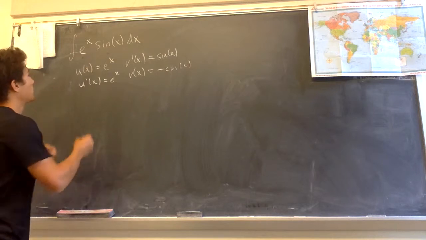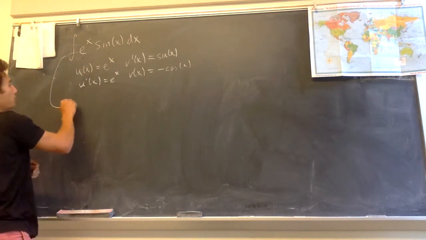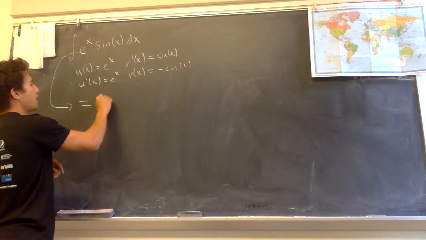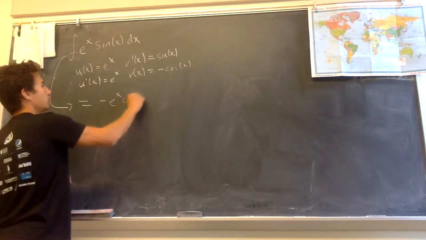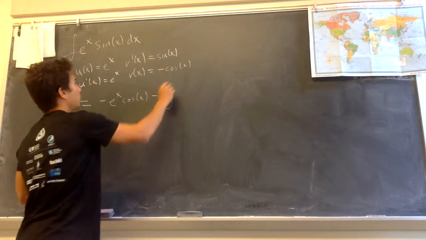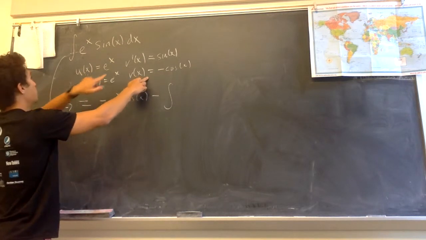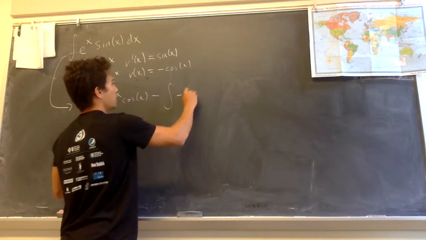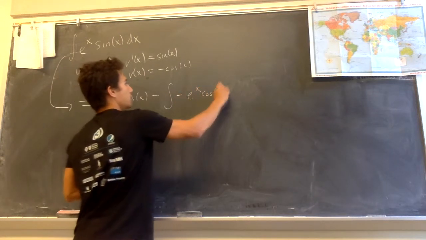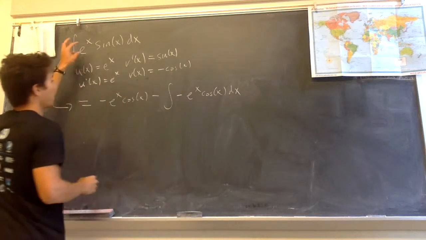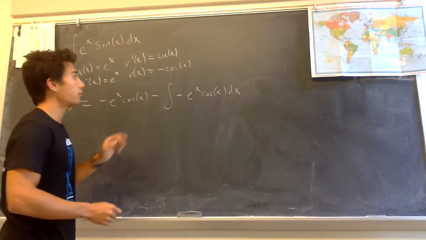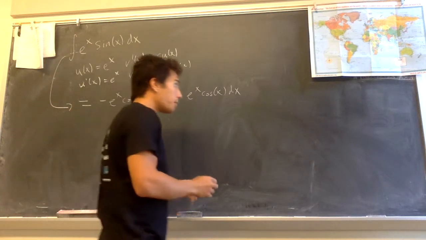So integration by parts tells us that this integral is equal to u times v, so negative e to the x cosine of x, minus the integral of v times u prime. So this is negative e to the x cosine of x dx. So we've written our integral as this formula, but it involves another integral that sort of looks like the first integral. So let's do that one as a side problem.